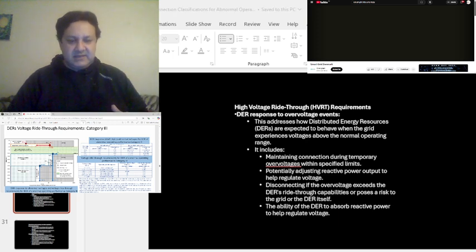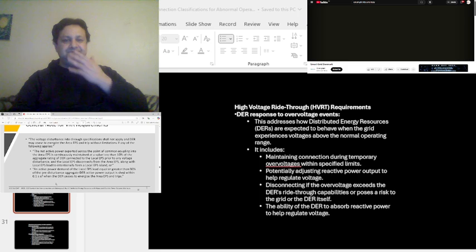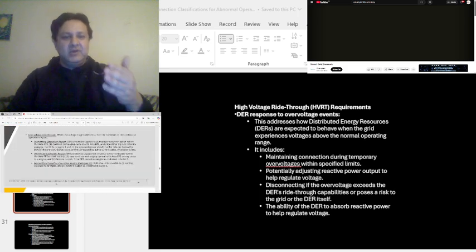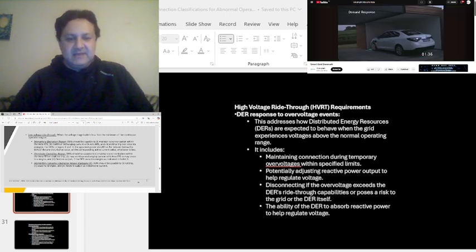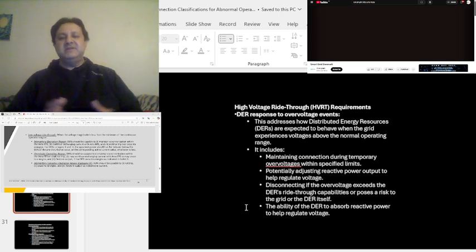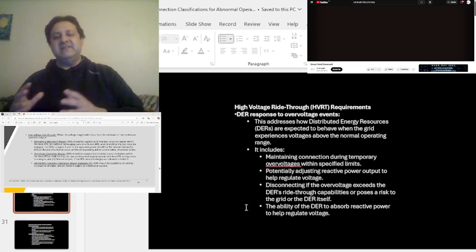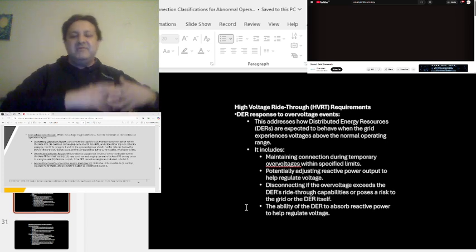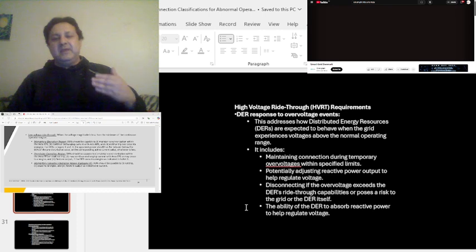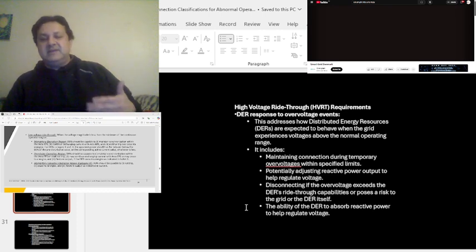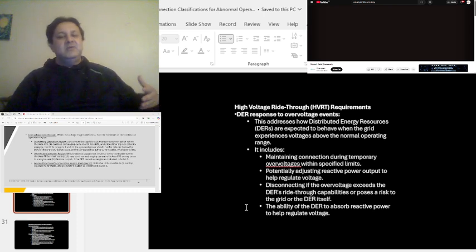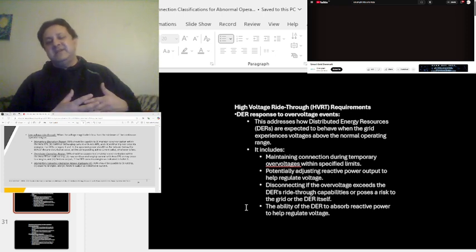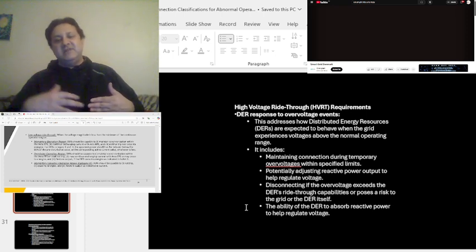Let me continue to the next, because I have to go according to the slide. This is what is being defined here, and I'm just defining it in my own words. This addresses how distributed energy resources are expected to behave when the grid experiences voltage above the normal operating range. So what does it include? It includes maintaining connection during temporary over voltage within specific limits. So when there is this over voltage, at least you have to run the system.